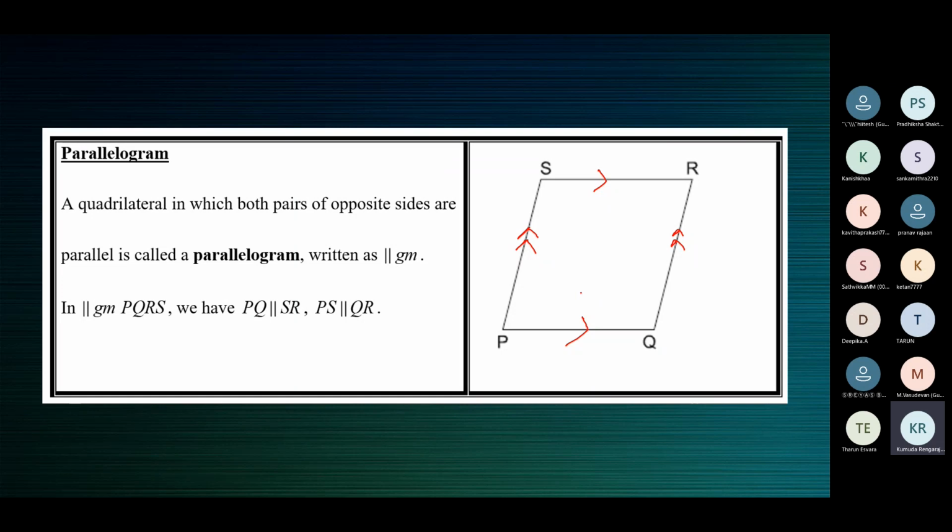So in any given quadrilateral, if you observe that both pairs of opposite sides are parallel, then it's a parallelogram. Immediately you can call it a parallelogram.